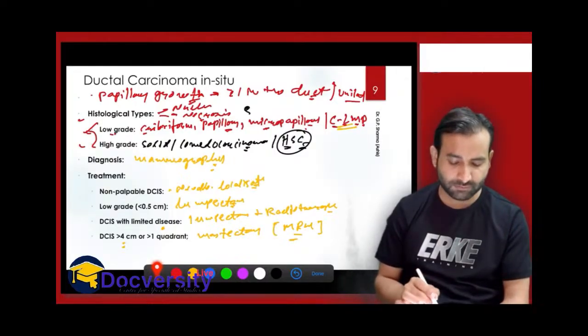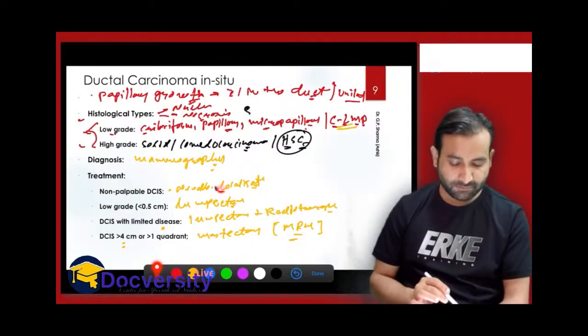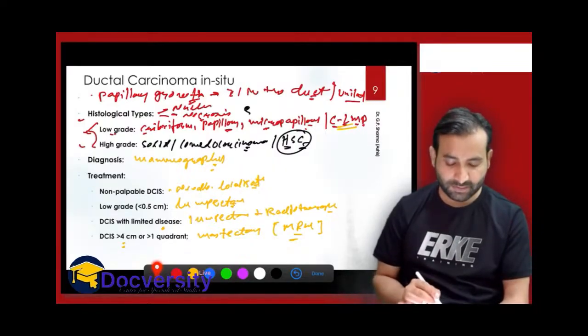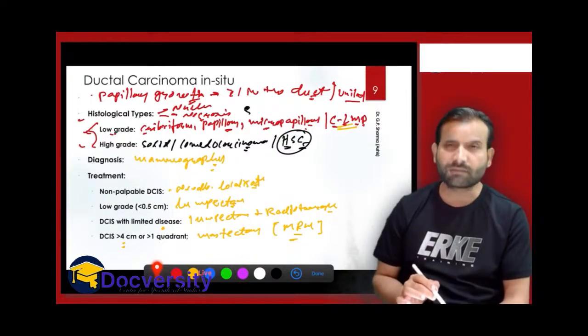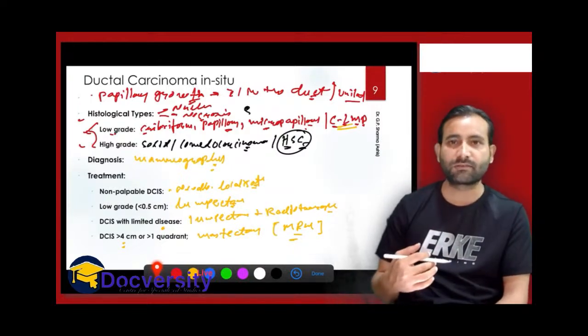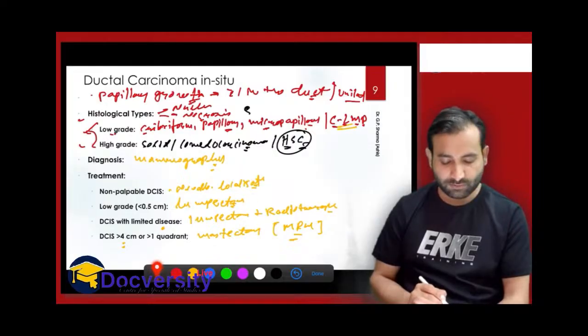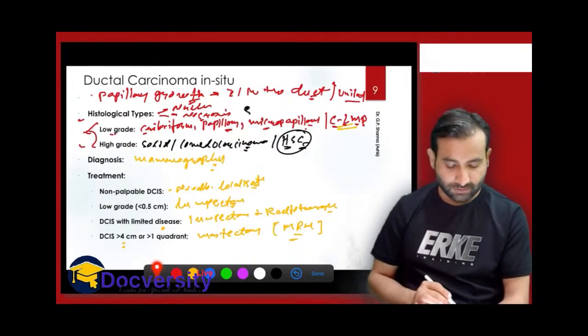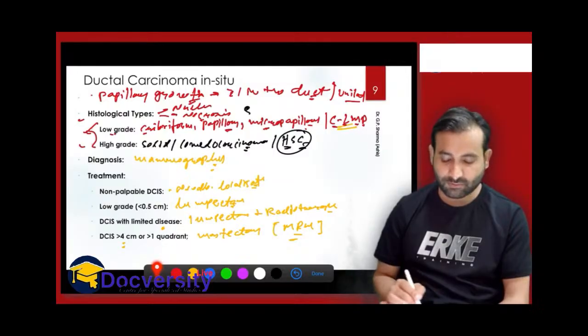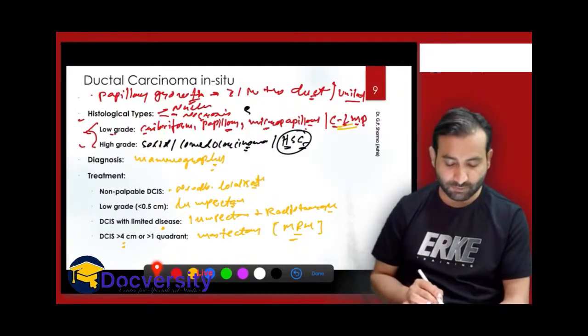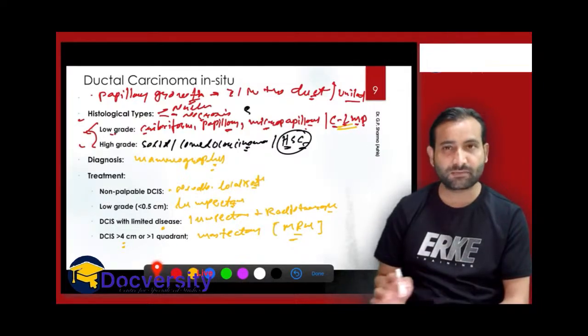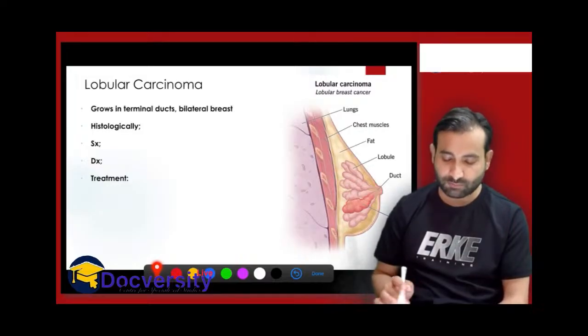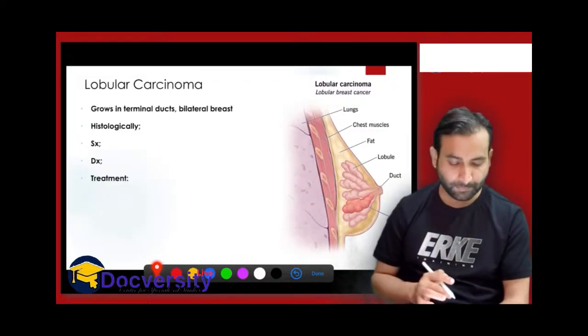Diagnosis is what do we do? It's a mammography we can do, and we see the calcifications, right? And treatment is, if it is non-palpable DCIS, just go for the needle localization first, right? After that, you can cut and remove the lump. And if it is low grade, less than 0.5 centimeter, then you can go for the lumpectomy, right? And DCIS with limited disease, then lumpectomy plus radiotherapy you have to do. If it is involving more quadrants and if the size is more than 4 centimeter, then you have to go for what? Modified radical mastectomy, right?